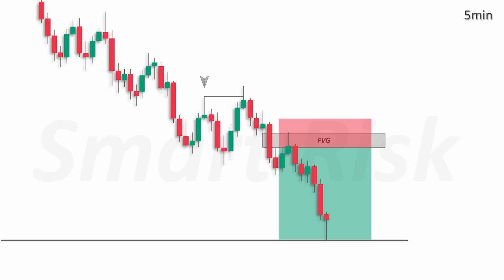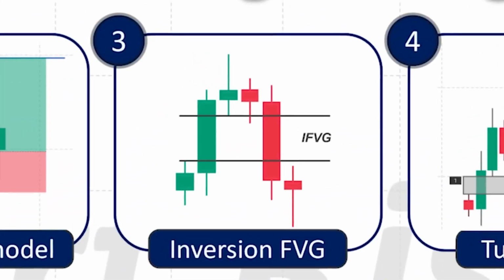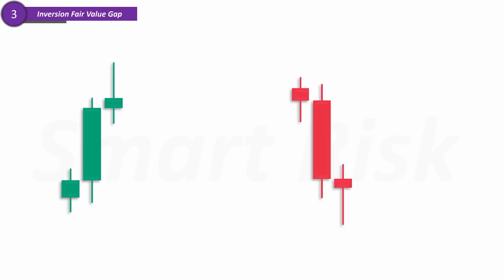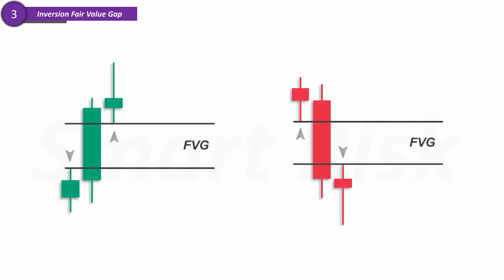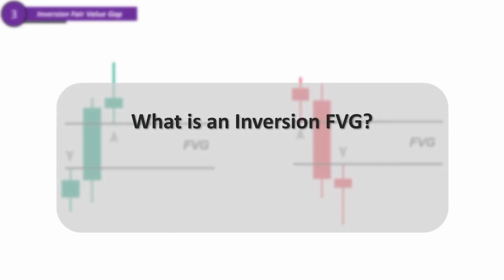Don't forget to give the price some room to breathe, so don't keep your stop losses too tight. Number 3. Inversion fair value gap. For a quick reminder, a fair value gap, or FVG for short, is a 3-candlestick pattern where the first candle's low does not overlap with the third candle's high, or when the first candle's high does not overlap with the third candle's low. Now, what is an inversion FVG?